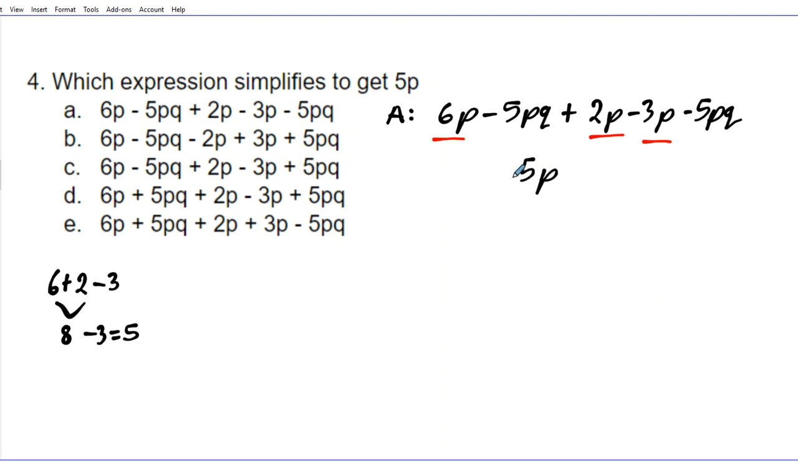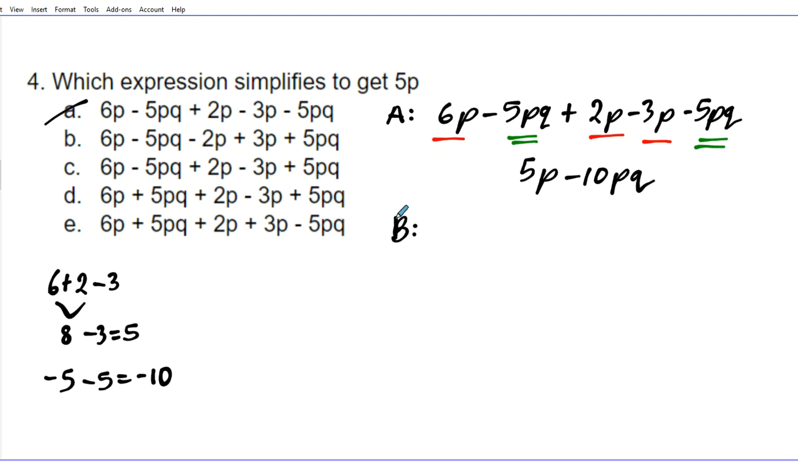And then negative 5pq minus 5pq. So you just add the coefficients, okay? Negative 5 minus 5, the signs are the same, so you add and keep the sign. So that's negative 10pq. So this is not 5p, so the answer is not A.